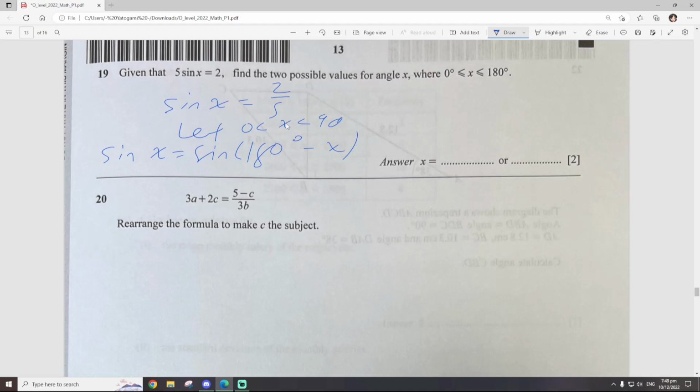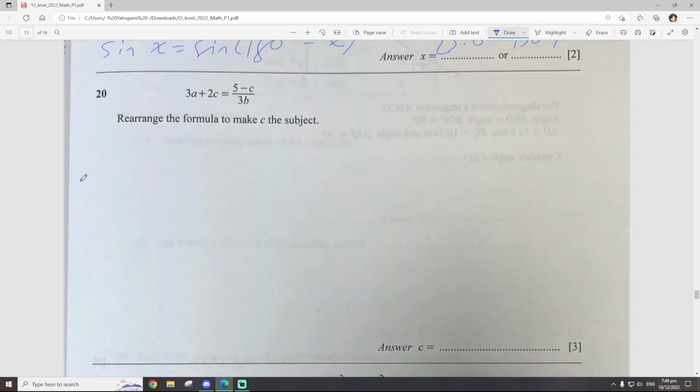So in fact, if we do sine inverse 2 over 5, you will get 23.6 degrees. It has to be in degrees because the question itself uses degrees to specify the domain of x. And then 180 degrees minus 23.6 degrees is the other solution, which is 156.4 degrees, 1 dp, of course.